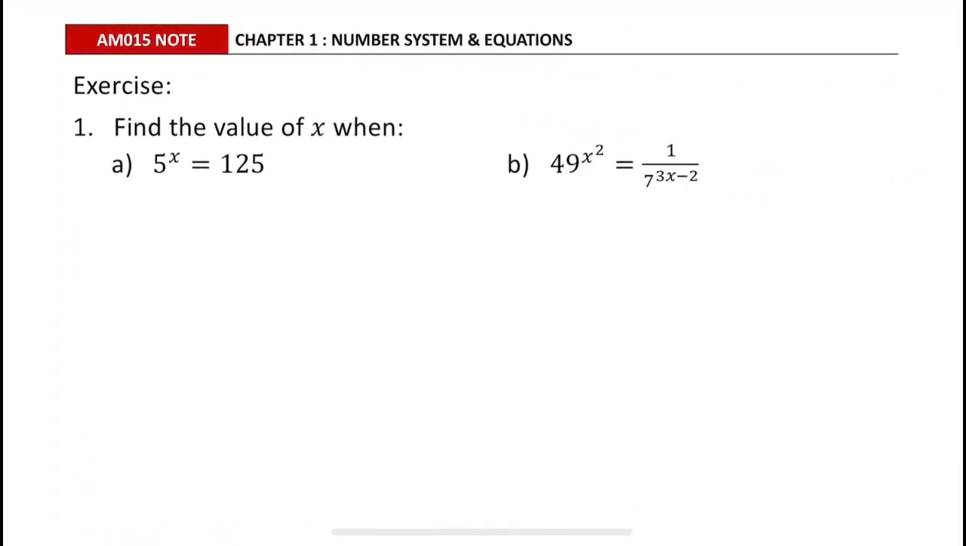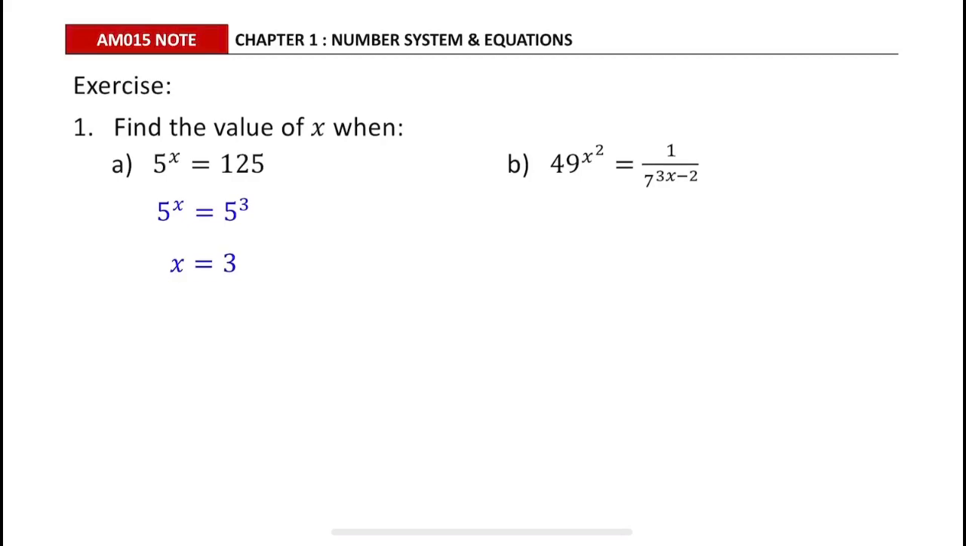Question 1 is find the value of x. There are two questions here. Both have to be expressed as the same base and compare the indices. For question 1a, the question is 5 to the power of x equals to 125. We know that 125 can be expressed as 5 cubed. Then by comparing the indices, we get x equals to 3.